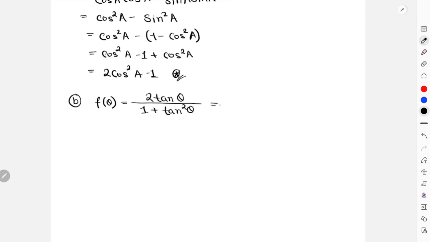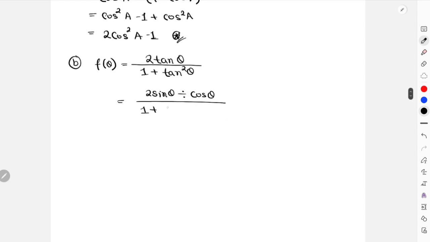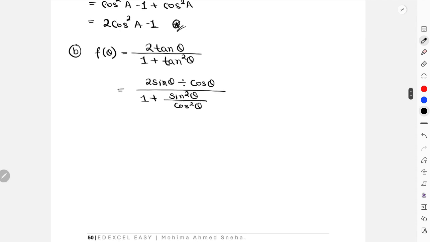Okay, now over here I can break down tan in terms of sine over cos, right? So in the numerator now I can break this down as 2 sine theta over cos theta, divided by 1 plus, on the denominator also we can write sine squared theta over cos squared theta, right? So this will be sine squared theta over cos squared theta. So I can revert it, which will make the denominator quite easier.